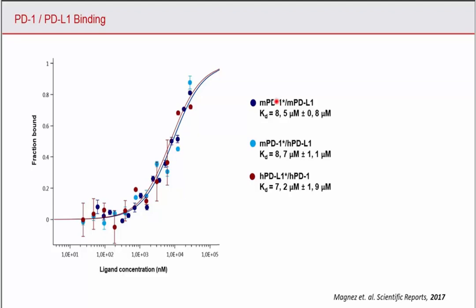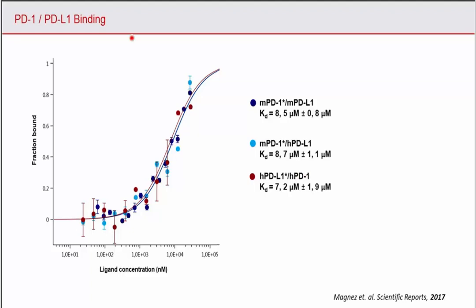Murine species gives around 8.5 micromolar KD. Cross-species, 8.7 micromolar KD. And the most affine one is the human version of PD-1 and PD-L1 with 7.2 micromolar KD.